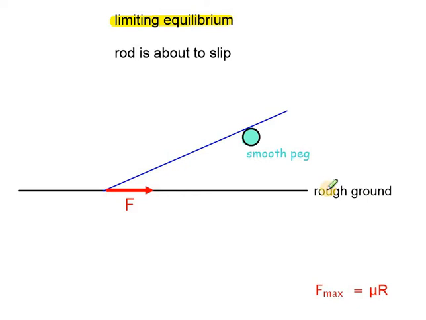The ground this time is quite rough, and there's quite a lot of frictional force in this direction, and again the rod would like to move in this direction, and the frictional force is opposing that motion, hence the direction of the arrow. And for limiting equilibrium, where the rod is about to slip, the frictional force is given by this formula, F equals mu R. This is the example that we're going to look at next.